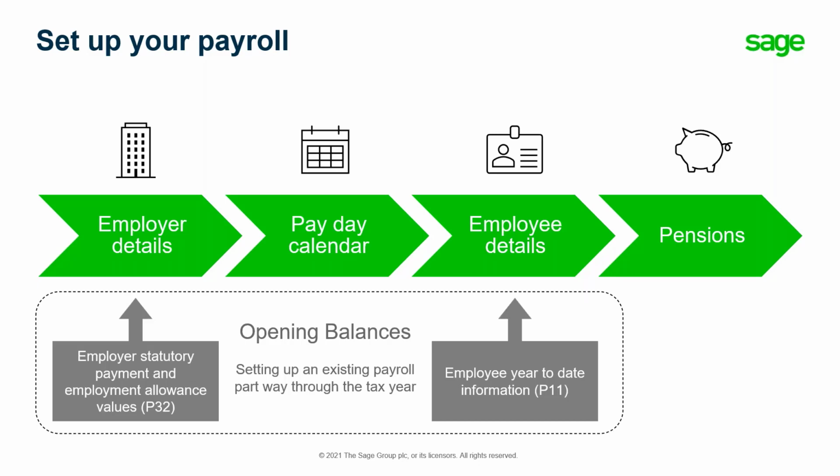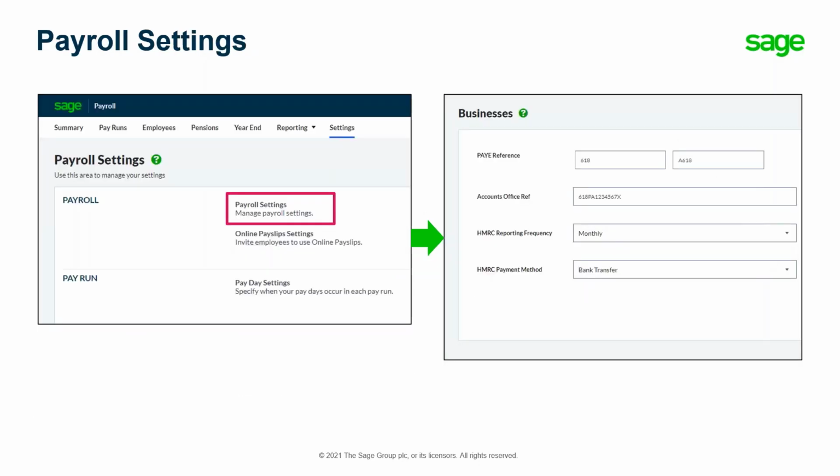So let's get started with employer details. You're prompted to enter these at the point you first add payroll to your subscription. However, if you want to check them, or if you didn't enter them at the time, you just go to the Settings tab and then click onto Payroll Settings. And from there, you can confirm your PAYE reference, Accounts Office reference, and also indicate your reporting frequency and pay method. So nice and simple to check or enter that information. One of your first tasks, they're done from the settings.